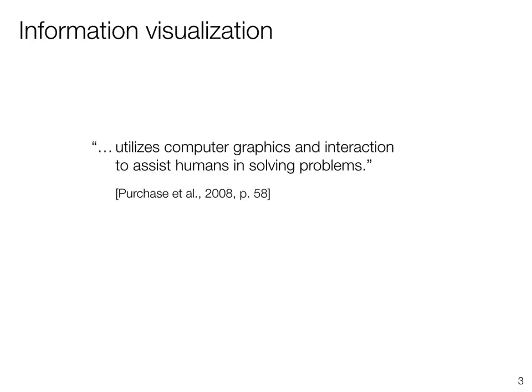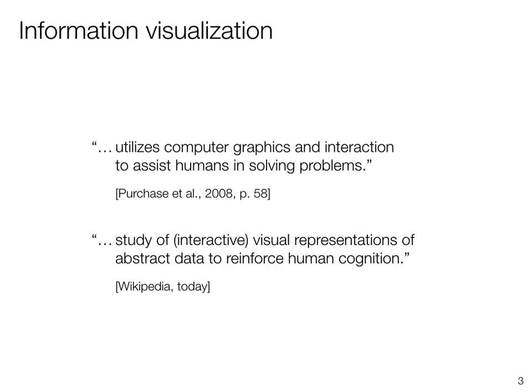Of course, there are others that have been proposed. For example, information visualization being that which uses computer graphics and interaction to assist humans in solving problems. If you look up Wikipedia today, it's defined as the study of interactive visual representations of abstract data to reinforce human cognition. So somewhat close actually to the definition that we just had in the previous slide.